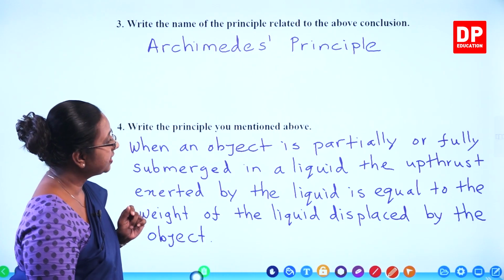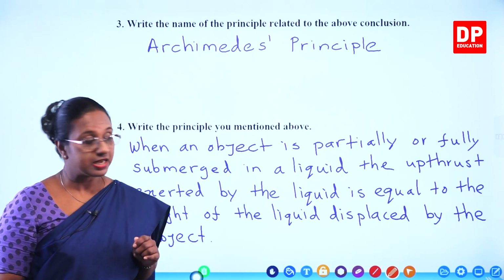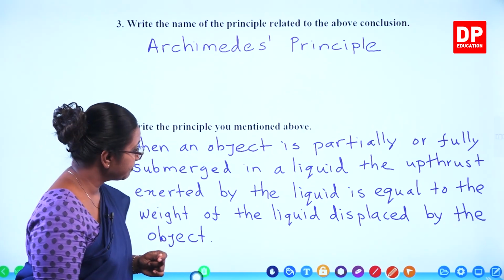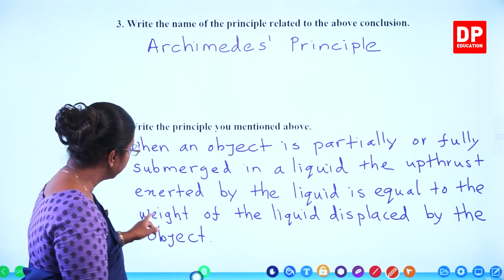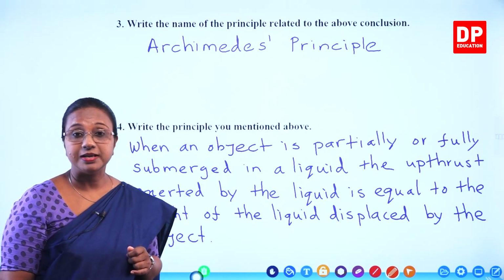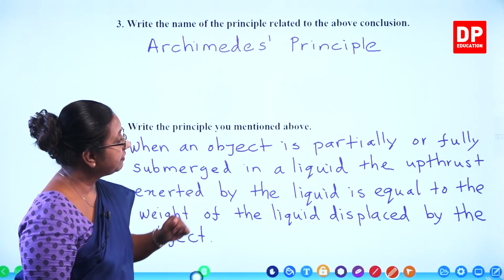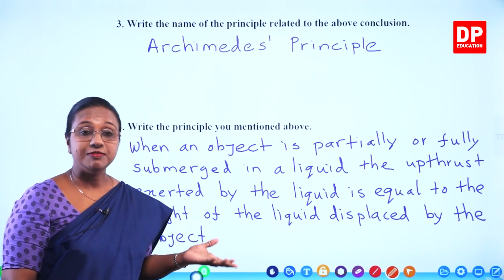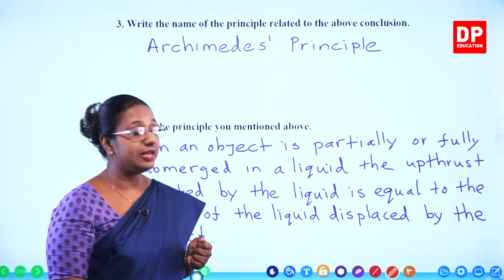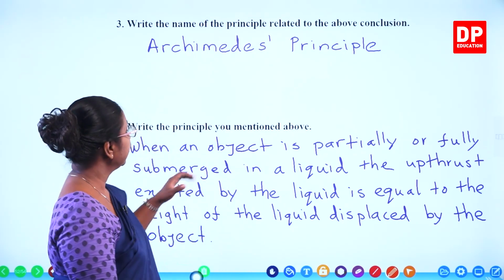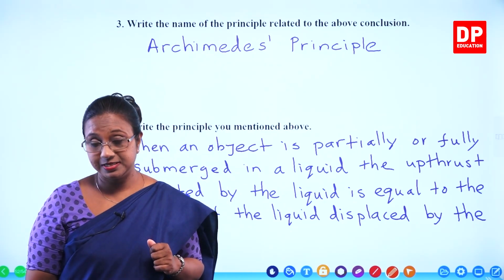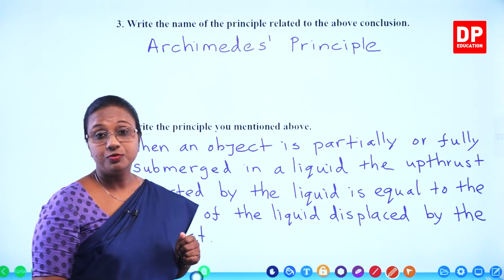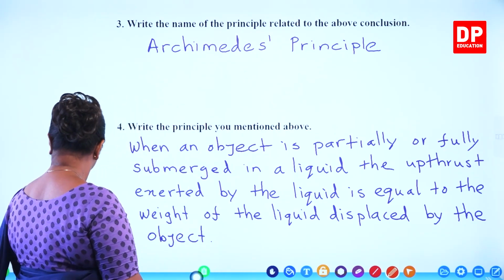So when an object is partially or fully submerged in a liquid, the upthrust exerted by the liquid is equal to the weight of the liquid displaced by the object. Here we can use the term liquid or fluid. Usually we use the term fluid, even liquid is okay. So that is the Archimedes Principle. With that, students, I will move on to the next question.